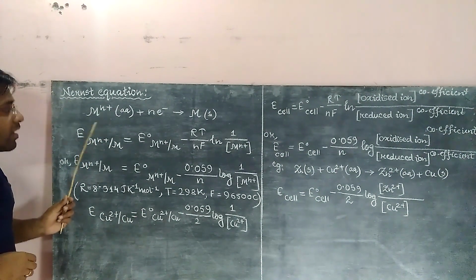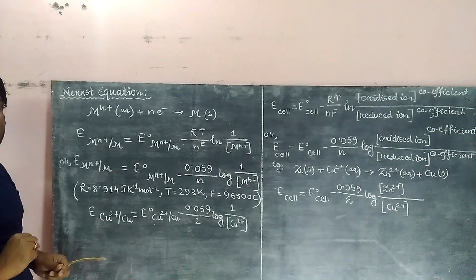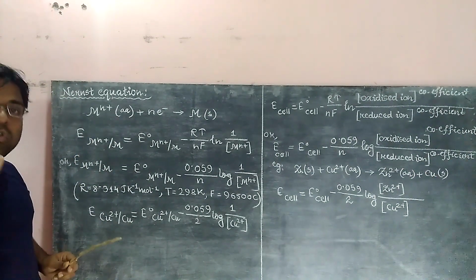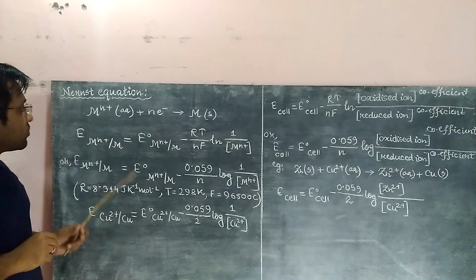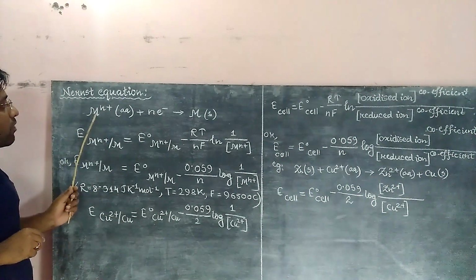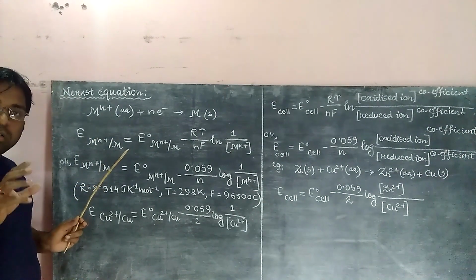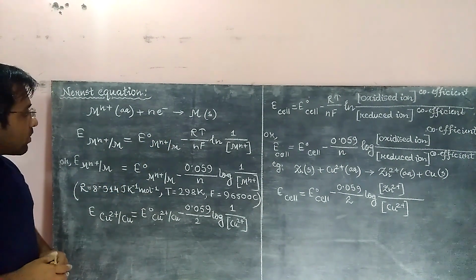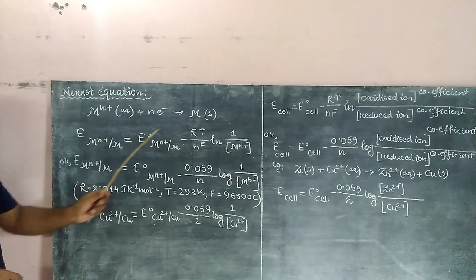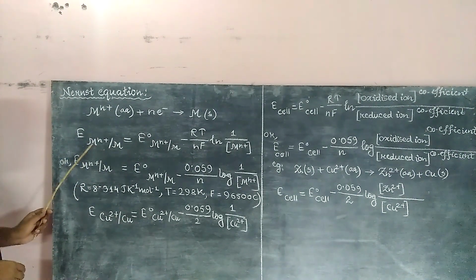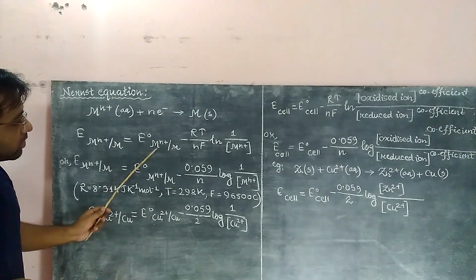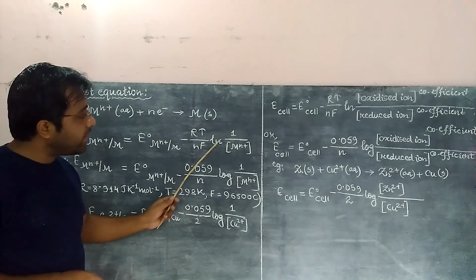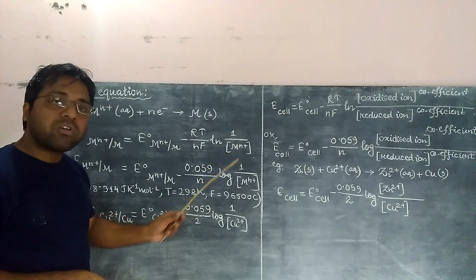Here I have generalized an ionic equation for any individual electrode, which can be written in this manner, where n represents the charge or the number of electrons. So we can write: M to the power n+ aqueous, because it is ionized, plus n e minus, forming this electrode M. So the Nernst equation for this electrode can be written in this manner: E of M^n+/M equals E naught of M^n+/M minus RT by nF ln 1 upon [M^n+].